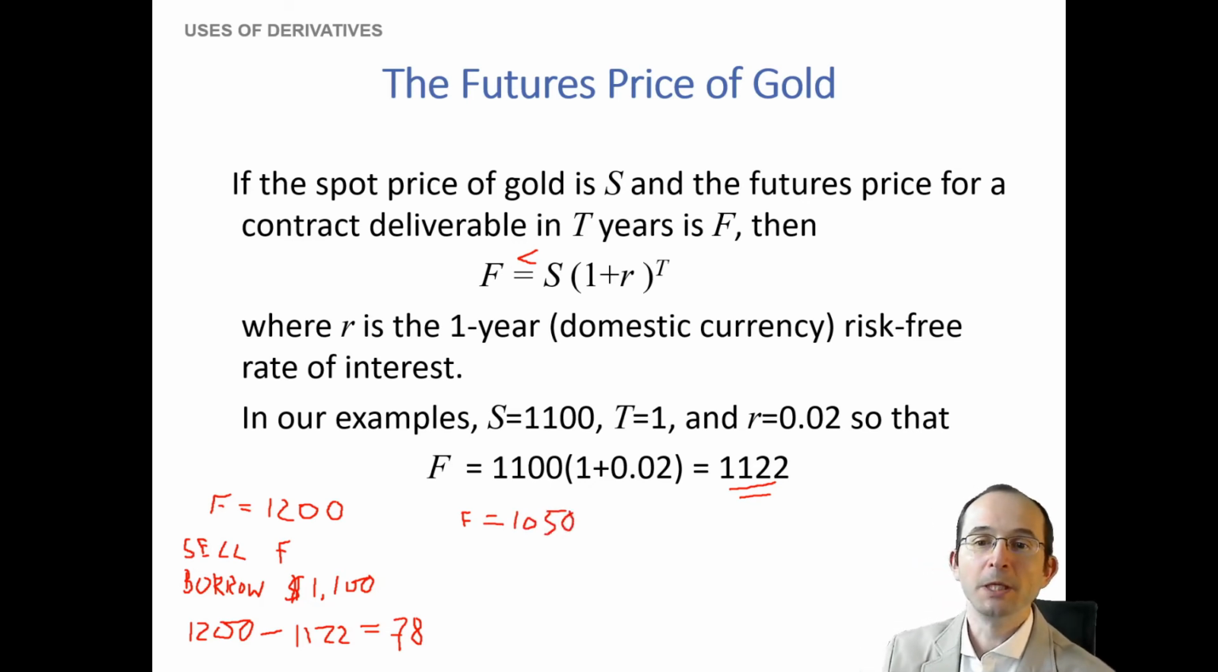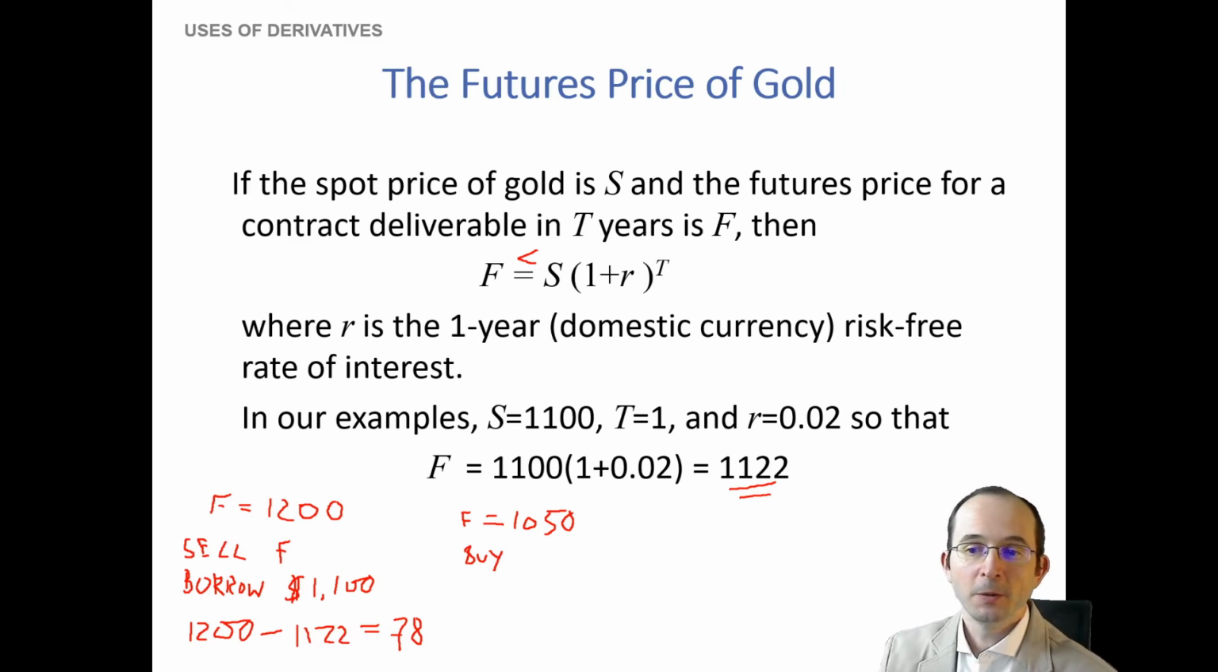Well, again, the key to thinking about arbitrage is buy low, sell high. This futures price seems low because, remember, we claim that the fair price is $11.22. So I guess we want to buy this. So we're going to buy the futures. Remember, this will obligate us to buy an ounce of gold in a year's time for $10.50.